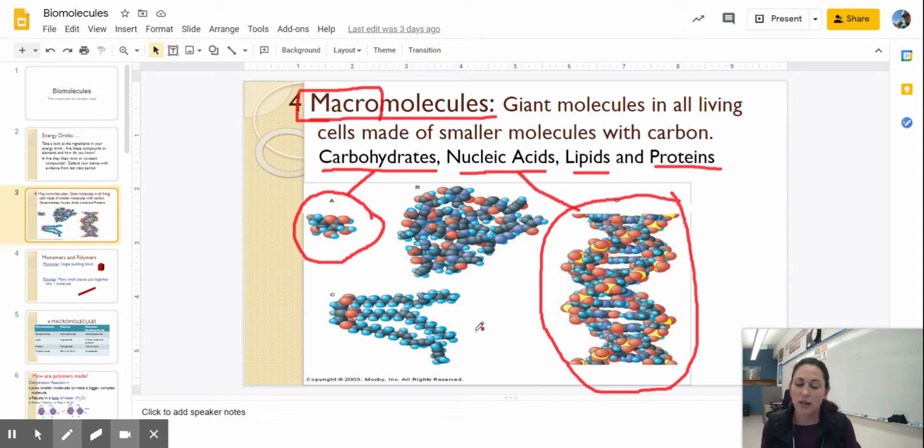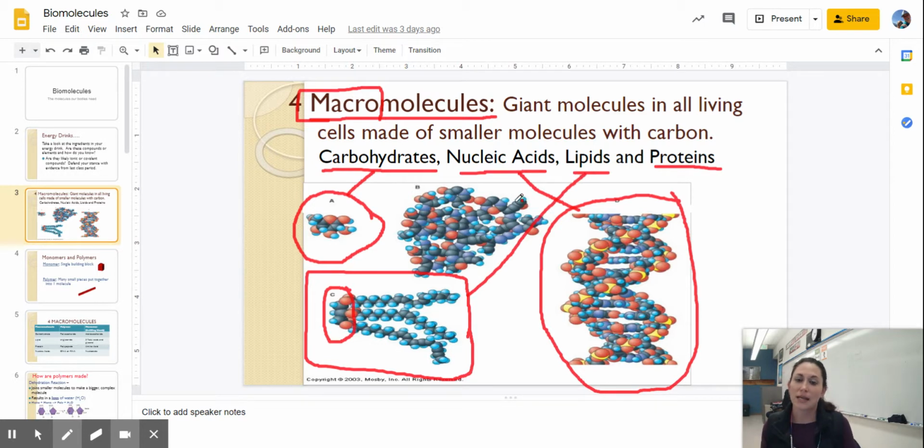The last 2 are a little trickier, although this one I was hoping you could identify. This one, notice, has 3 really big chains that come off of it, attached to this sort of smaller unit right here. This is a lipid, and we'll talk about lipids in a little while. And the last one, of course, is a protein. And to be honest, proteins just kind of look like big blobs.